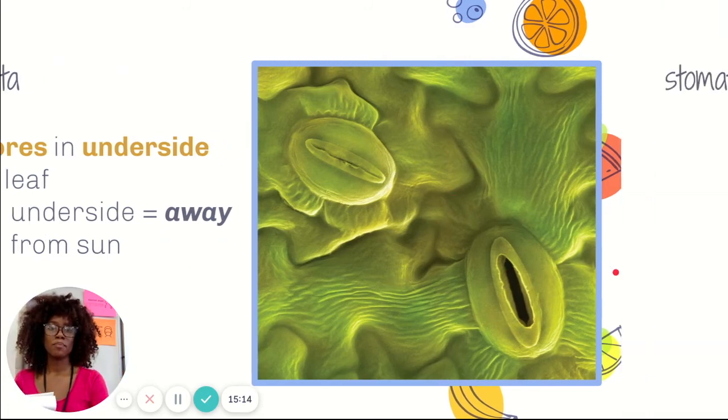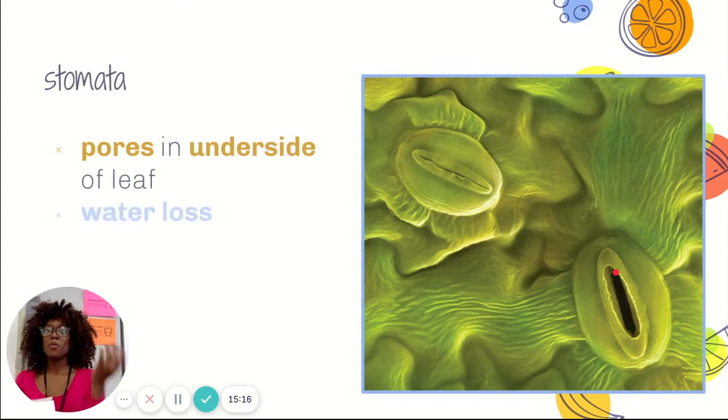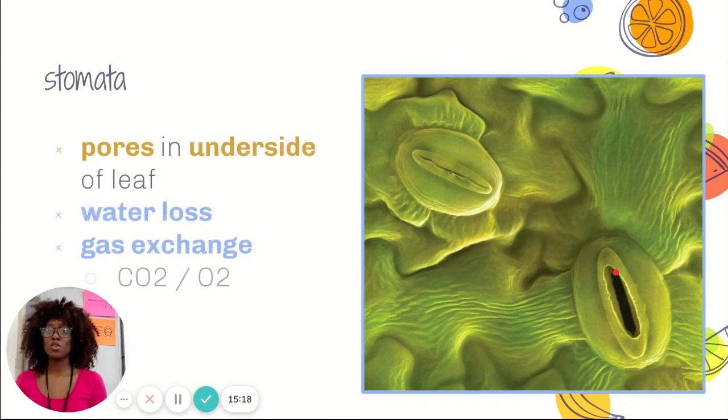They look like this. So the pores in the underside of the leaf are designed to do two things. When they open up, water escapes. They're also designed to do gas exchange, so CO2 and oxygen. Again, CO2 and oxygen.